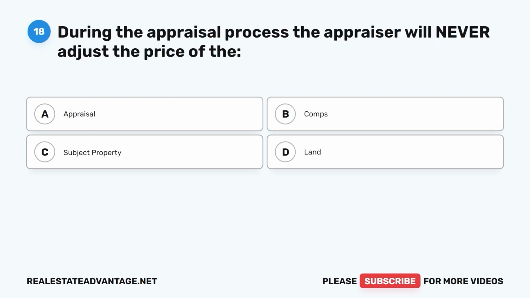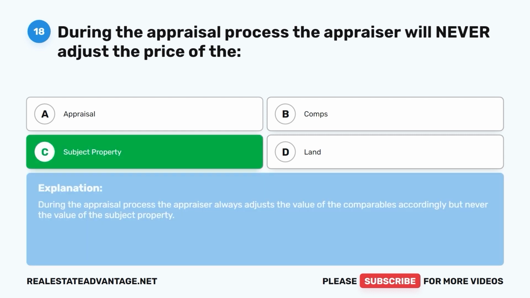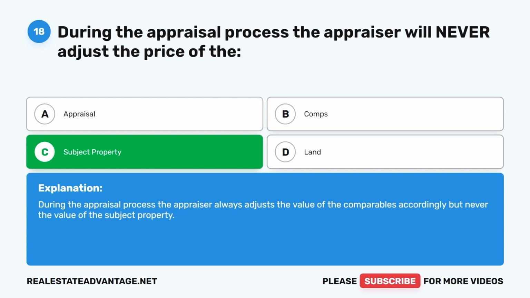Question 18. During the appraisal process, the appraiser will never adjust the price of the A. appraisal, B. comps, C. subject property, D. land. The correct answer is C. Subject property. During the appraisal process, the appraiser always adjusts the value of the comparables accordingly, but never the value of the subject property.